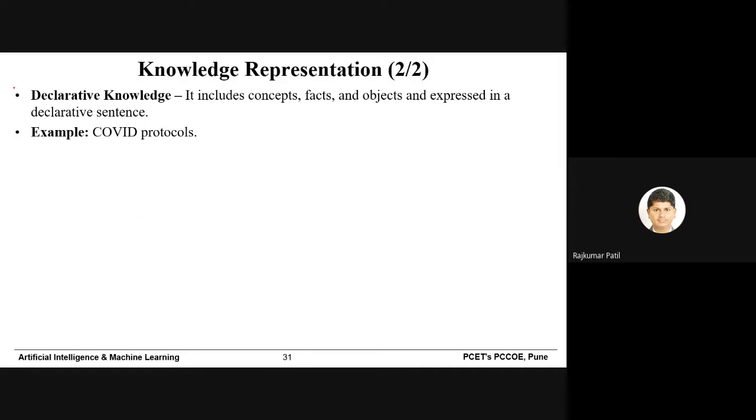First one is declarative knowledge. For example, COVID protocols. All the rules and regulations which are given to the community, especially in the pandemic situation, are declarative knowledge. You just read those declarations and follow accordingly. It may include concepts, facts, and objects expressed in declarative sentences.